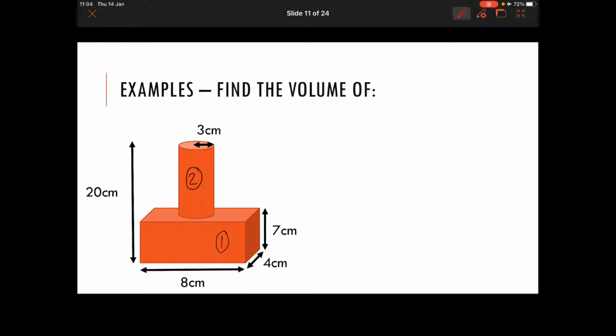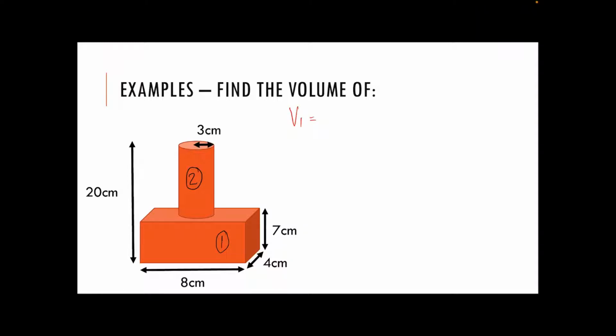It's up to you what way around you do these. I've labelled number 1 my cuboid, so I'm just going to start with that. My volume of shape number 1 is going to be length times breadth times height. The length of my cuboid is 8, the breadth is 4, and the height is 7. But remember, because we are just multiplying these three numbers together, it doesn't really matter what way round we are writing them down. If you've done 7 times 8 times 4, you will still get the same answer and you won't lose any marks. If we fire that into our calculator, we should get 224, and again, volume is centimetres cubed.